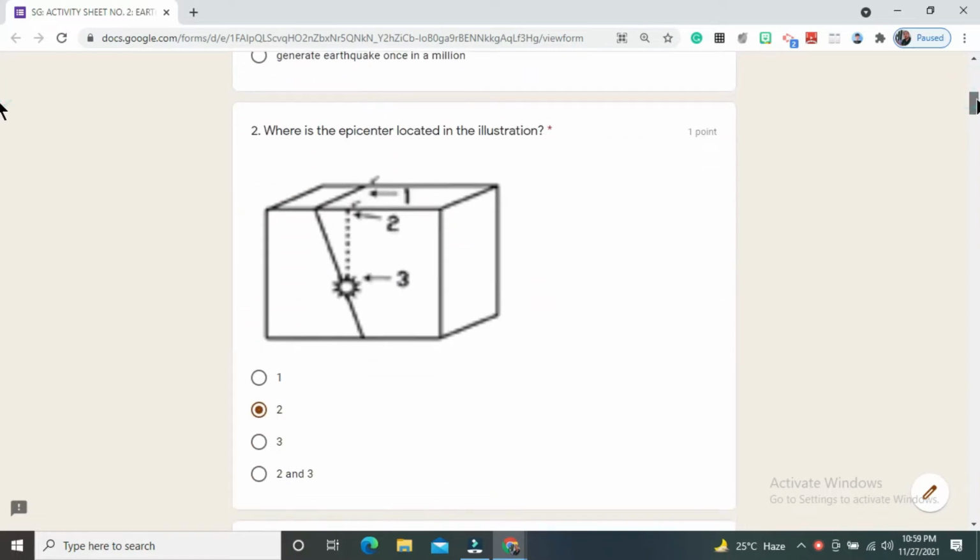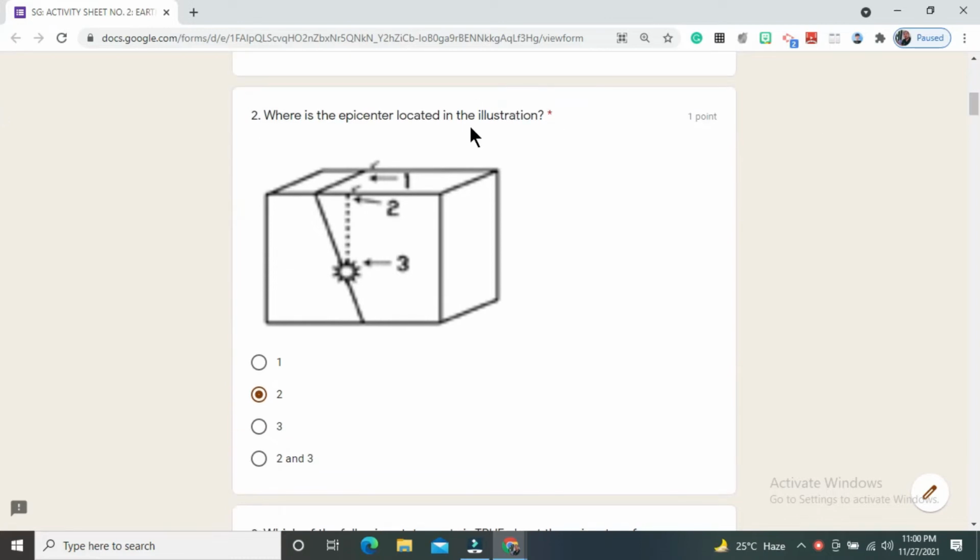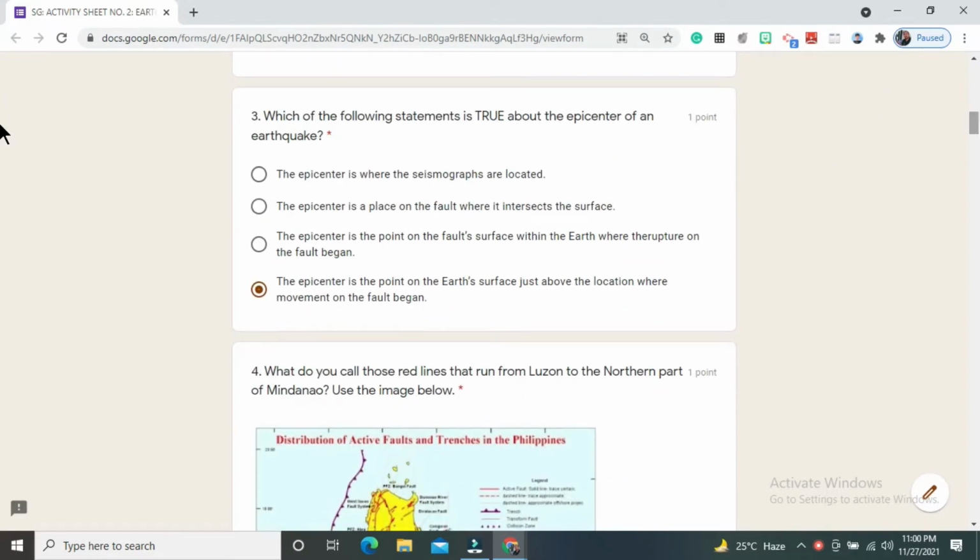Question number 2. Where is the epicenter located in the illustration? The correct answer is number 2. Question number 3. Which of the following statements is true about the epicenter of an earthquake? The correct answer is the epicenter is the point on the Earth's surface just above the location where the movement on the fault began.